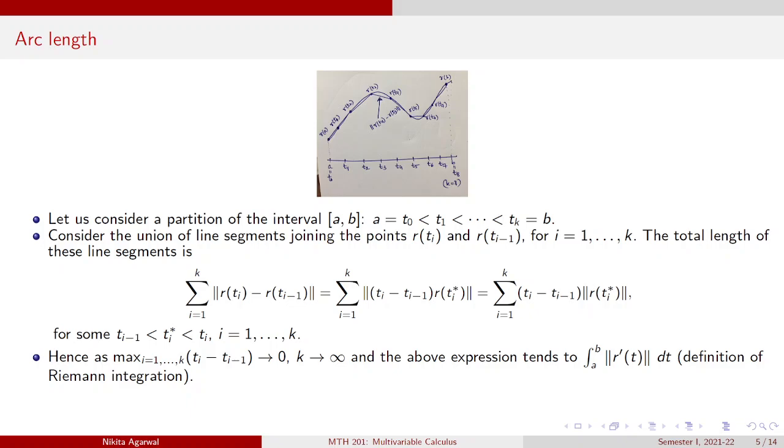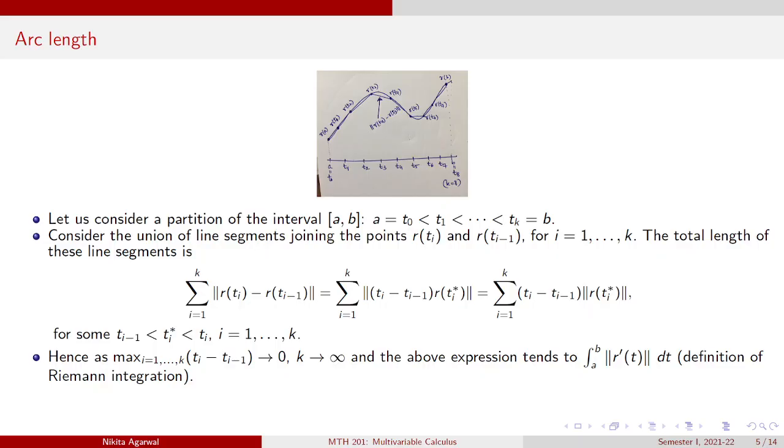Now, as the maximum of these lengths goes to 0, meaning you're adding more and more points, k goes to infinity, because if this is going to 0, then you have to have a large number of points in the partition. Then the above expression tends to what? It tends to the integral from a to b of the norm of r'(t).